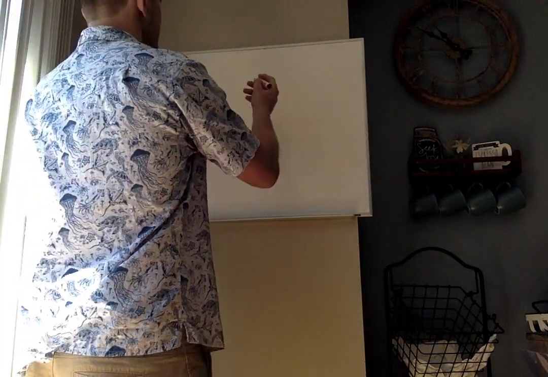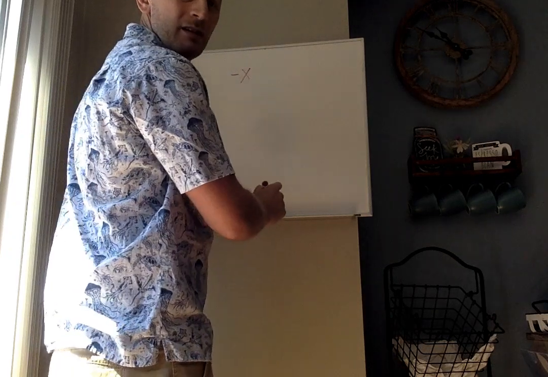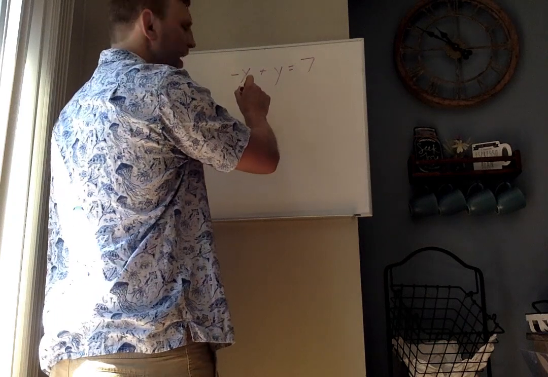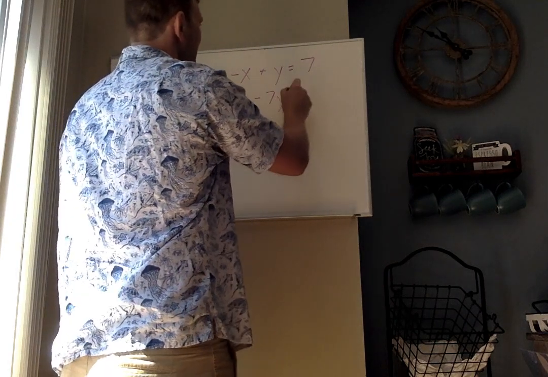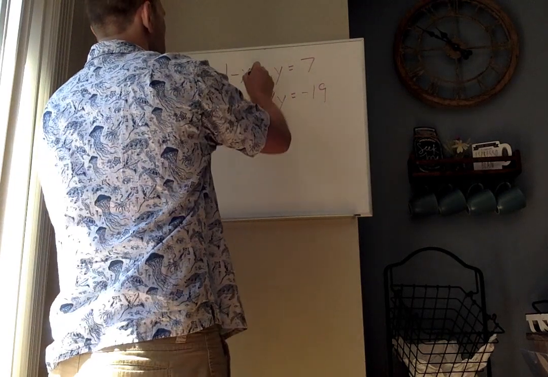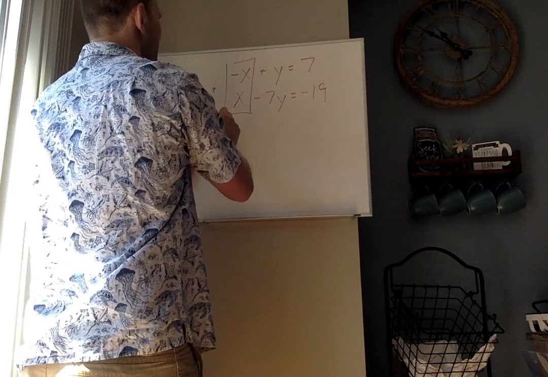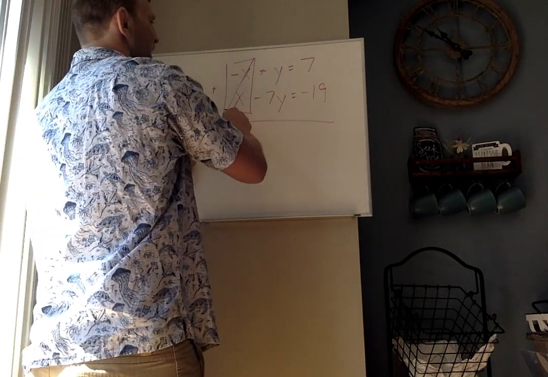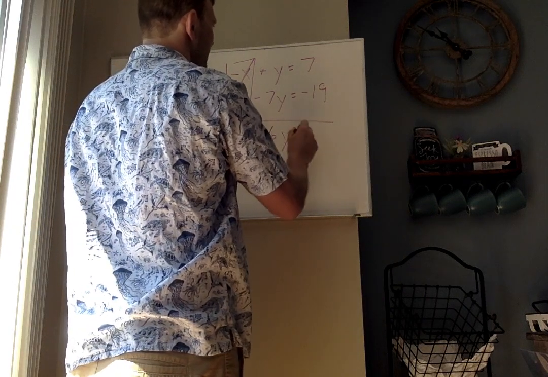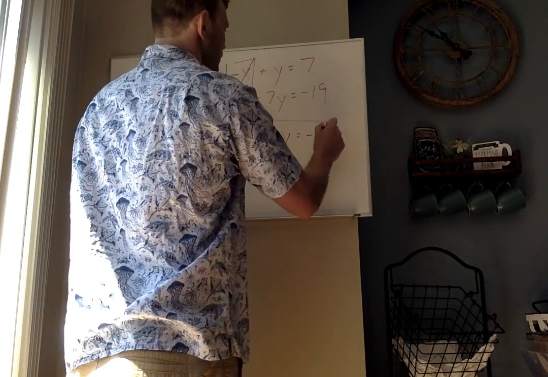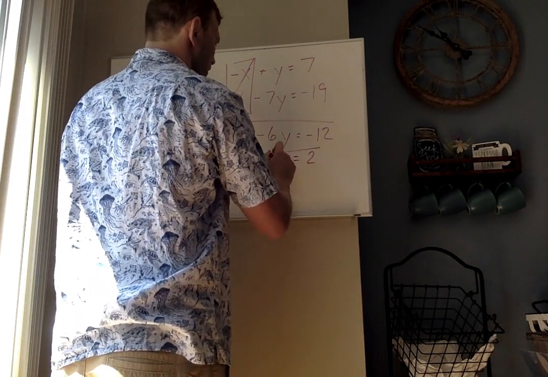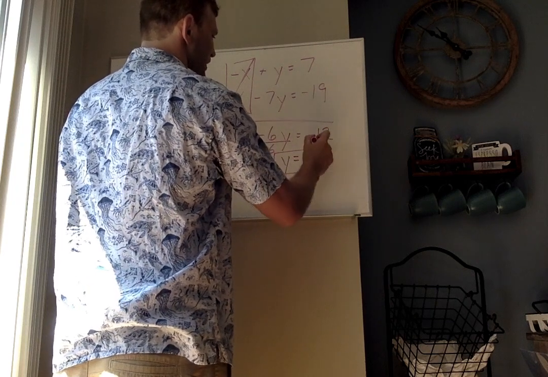So the next one I got is negative x plus y equals 7. Negative x minus 7y equals negative 19. My x's are opposite, so I'm going to add. Negative x plus x is 0. Y plus negative 7y is negative 6y. 7 plus negative 19 is negative 12. So this time I have to divide by negative 6, and I get y is 2. Okay, divide by negative 6 here to get to 2.